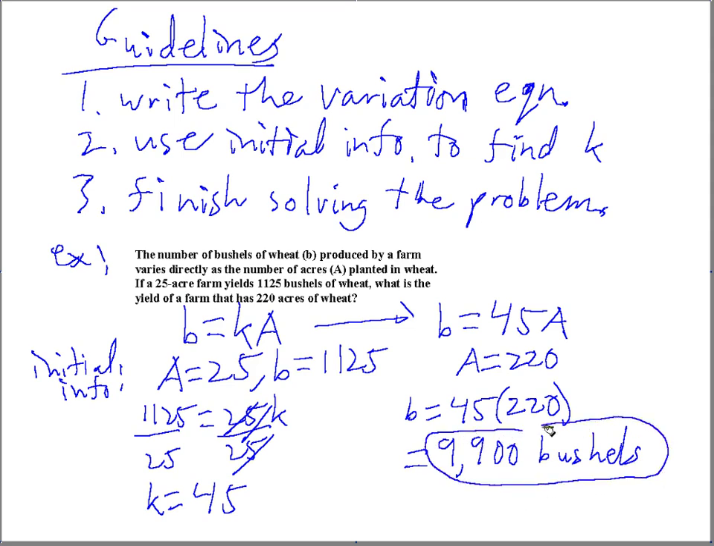Again, the key is what? First step, write the proper variation equation. Second step, use the initial information. In this case, 25 acre yields 1,125 bushels of wheat. So A is 25, B is 1125. That's the initial information. Plug it in to solve for K, which is 45, and then replace the K back into the original equation. So we get B is equal to 45A. And now we're told, what is the yield of a farm that has 220 acres of wheat. So A is now 220, and just plug it in to finish off the problem.